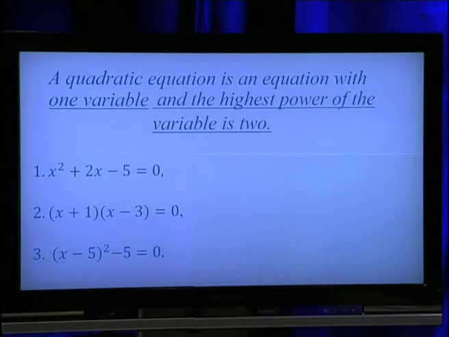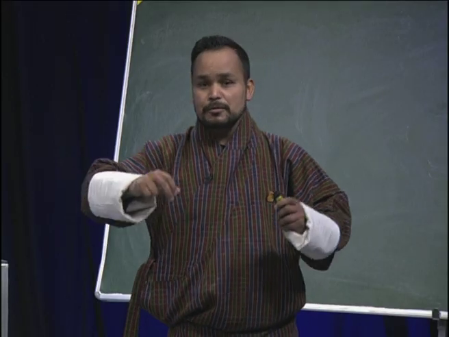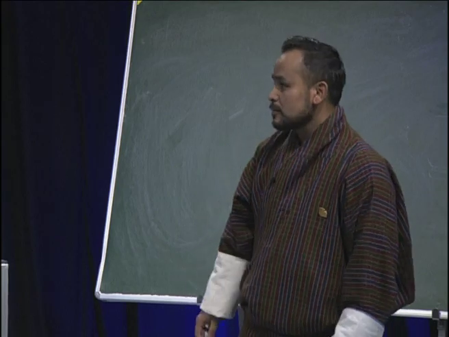Third example, (x minus 5) whole square minus 5 is equal to 0. This is also an example for quadratic equation. Here, the variable is x and the highest power of the variable is 2. That is, the degree of the equation is 2. These are the examples of quadratic equation. I hope you will be in position to identify quadratic equation from other equations.